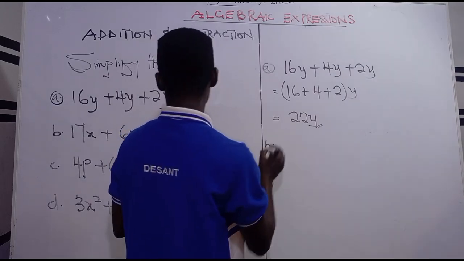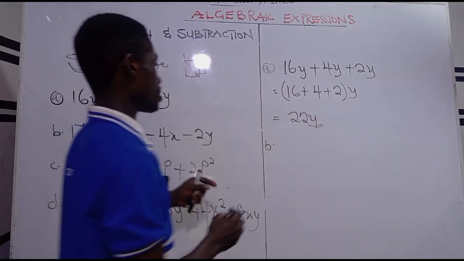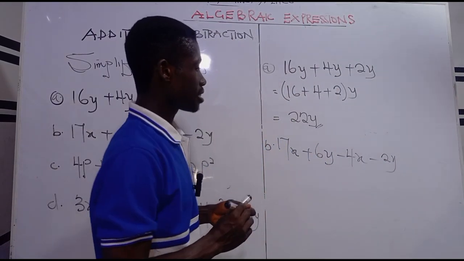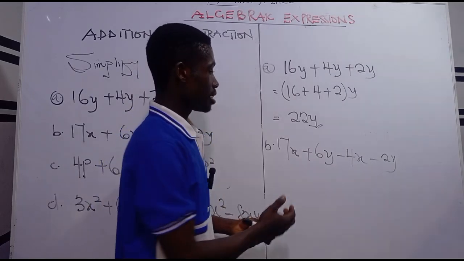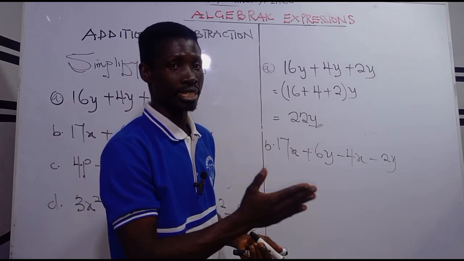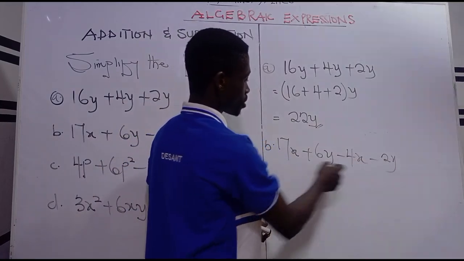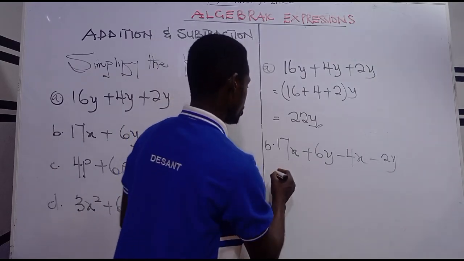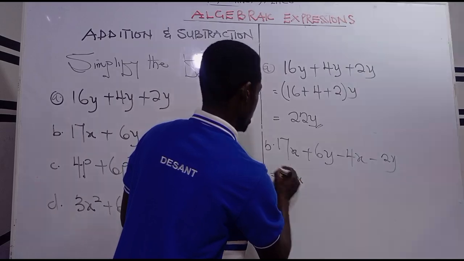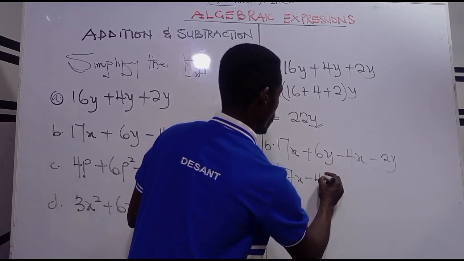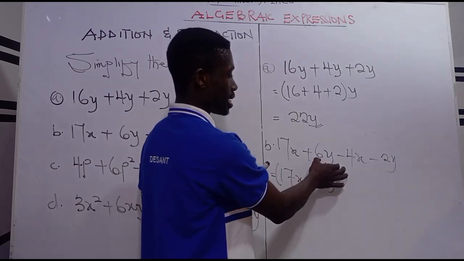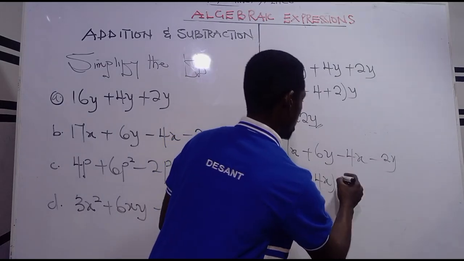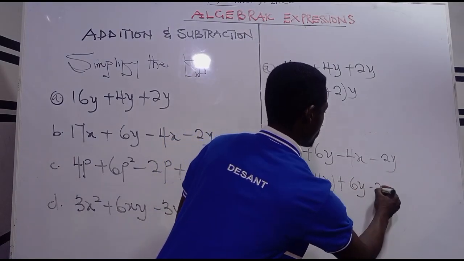So we have example 2. We have 17x plus 6y minus 4x. So the first thing that we are going to do is that we are going to group the terms into like terms and then unlike terms. So we have x and x here. So this term and this term are like terms. So we can group them together. So we are going to get 17x minus 4x. We also have another like term here, 6y and then minus 2y. We can group them together. So we have plus 6y minus what? 2y.